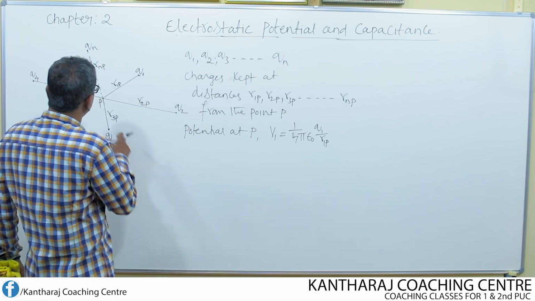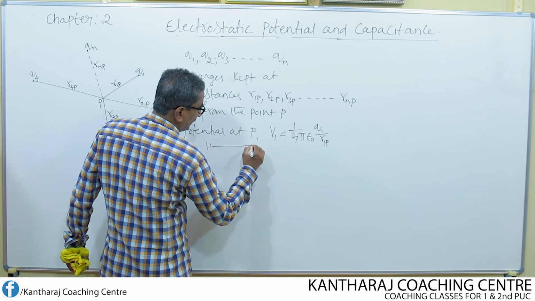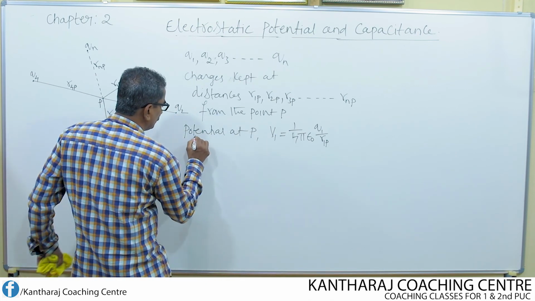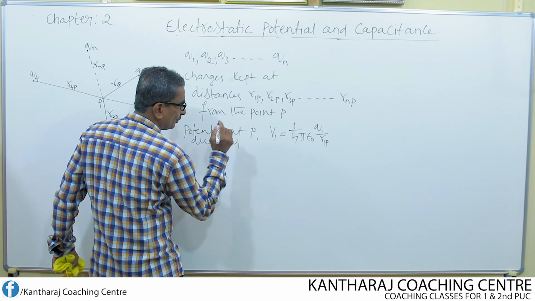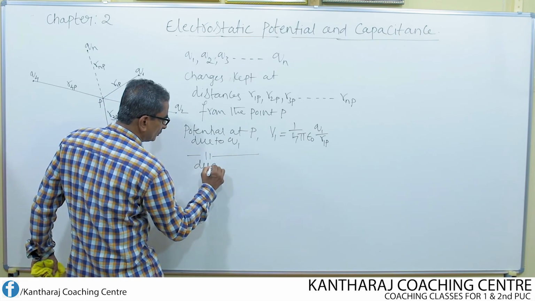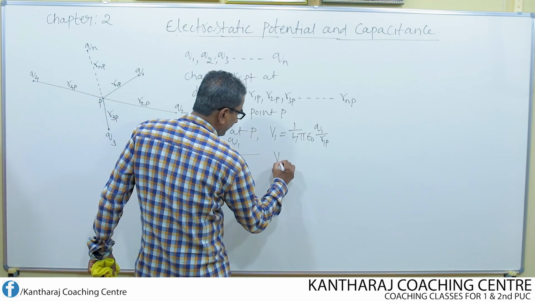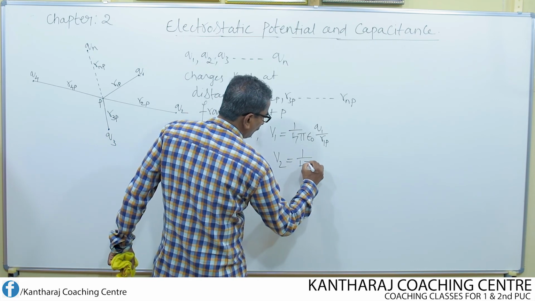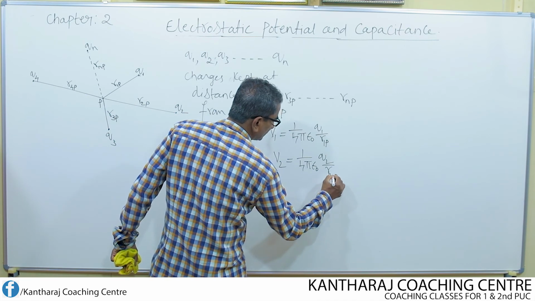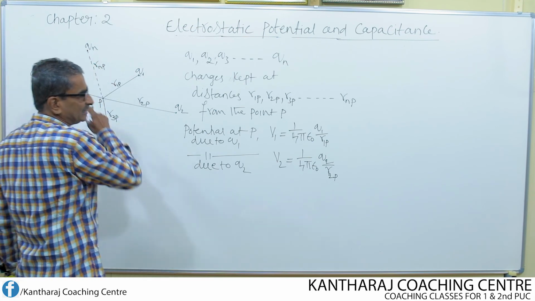Similarly, potential at the point P due to the charge Q2 is given by V2 equal to 1 over 4 pi epsilon naught Q2 divided by R2P. Like this, I can find the potential due to all charges, n number of charges.